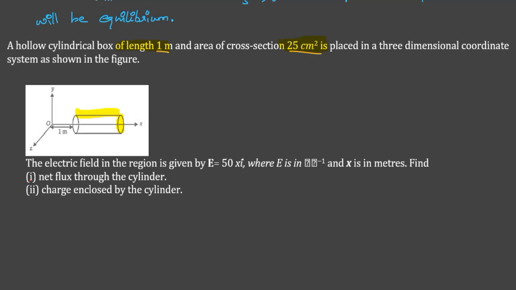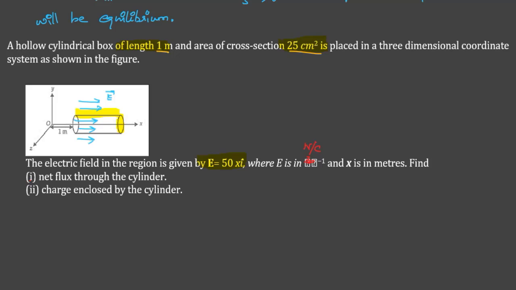The question is, the electric field in the region is given as 50 x i. So the given electric field is coming along the x-axis, like this. E is in Newton per coulomb and x in meters. Find the net flux through the cylinder, then the charge enclosed by the cylinder. So we have to calculate that net flux.